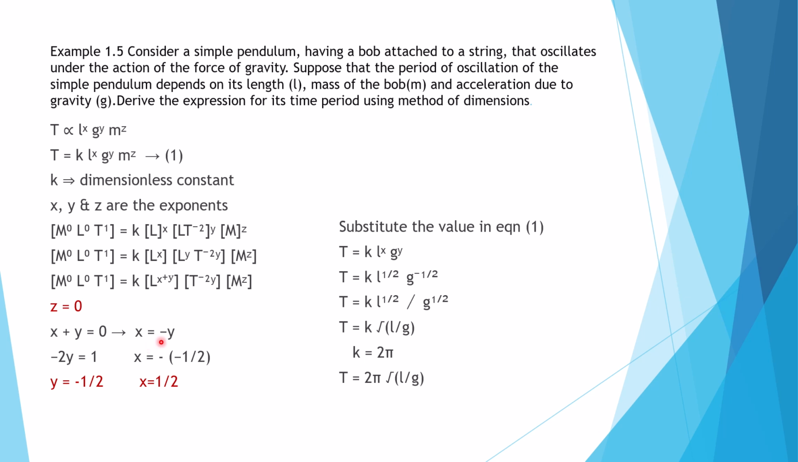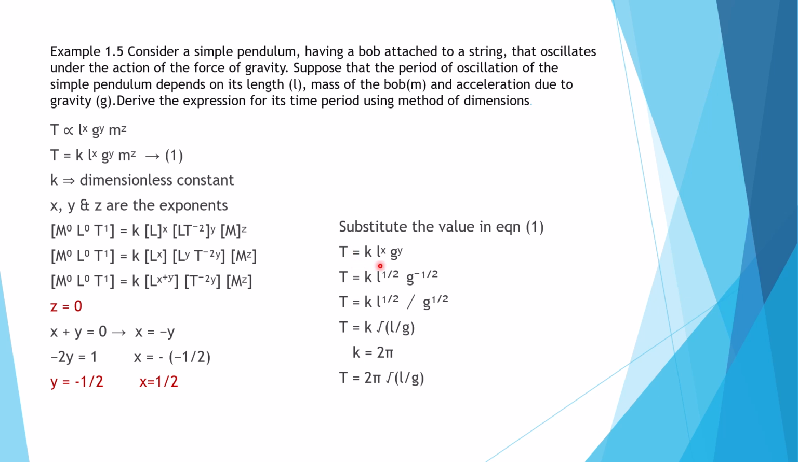So we don't have the value of minus y, so we will find that. For the next equation, that is the y value, we have minus 2y equal to 1. Y is equal to minus 1 by 2. Then in place of minus y, substitute: x is equal to minus of minus 1 by 2. Then x is equal to 1 by 2. Substitute the values in equation 1. These x, y and z values we have to substitute in equation 1.